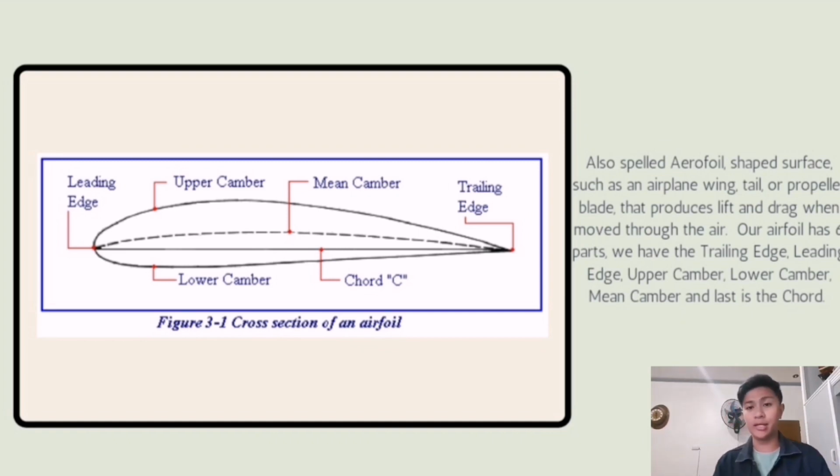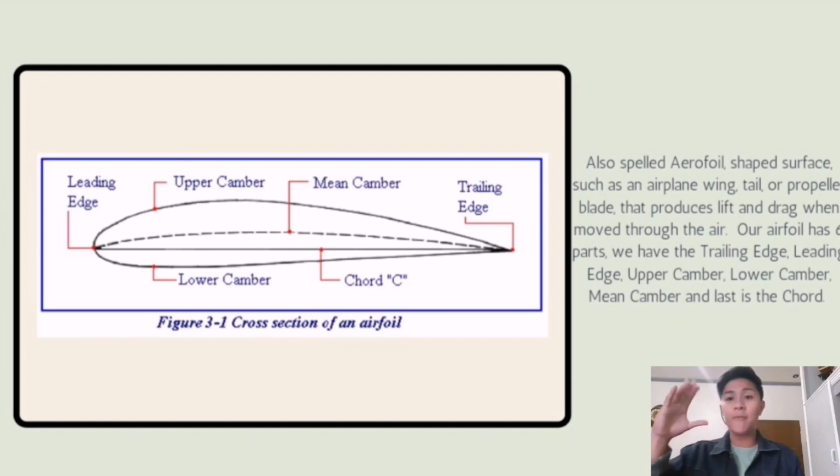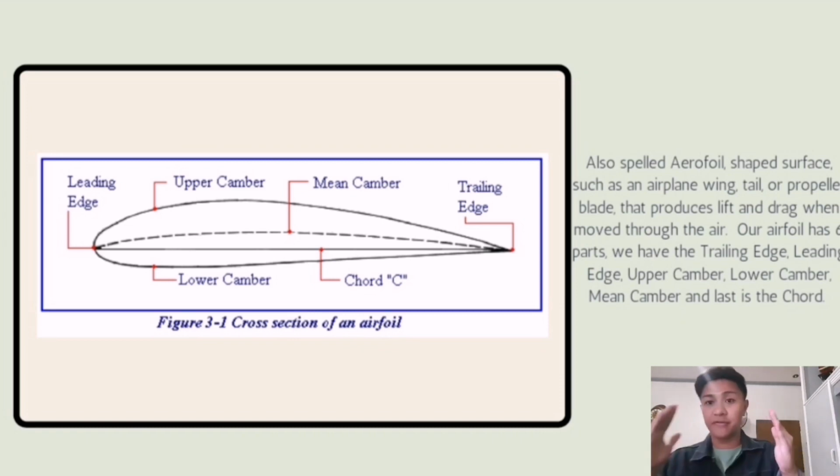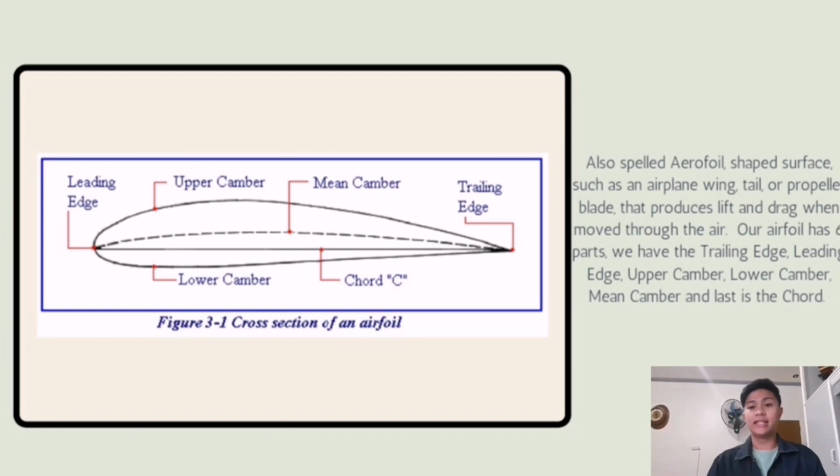Then, si camber naman, ito yung curve ng upper and lower part ng ating airfoil. So, si upper camber, siya yung upper surface ng ating airfoil, and si lower camber, siya yung lower surface ng ating airfoil. Then si camber nga pala yung curve ng ating airfoil, and nakaka-affect din yung camber natin sa pag-produce ng lift ng ating airfoil.